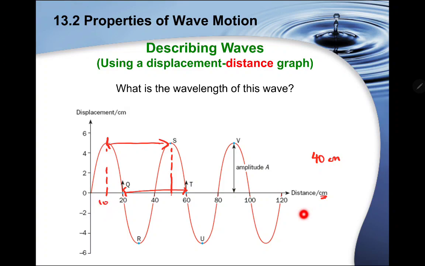Okay, so this is 10, this is 50, it's still 40. The wavelength of a wave is always the same. Okay, just to be clear, the wavelength of a wave is the same no matter where you measure from. It will all still be the same. So this will be 40, this will be 40. From here to here will also be 40. Okay. Sorry, I'm not drawing very well. Alright, so yeah, that's the wavelength.